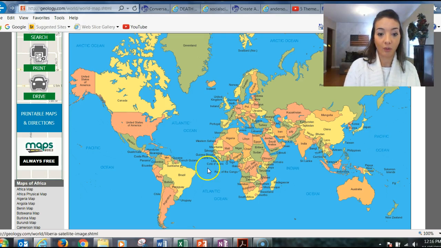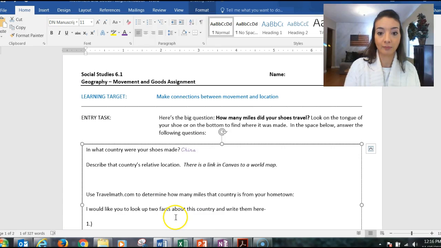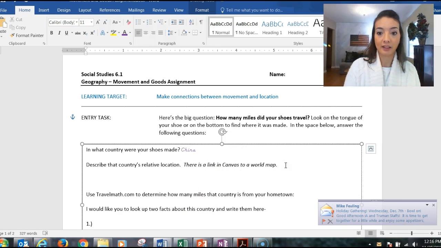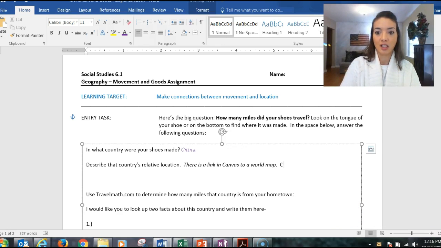All right, so we're going to go back to our assignment. There we go. And describe that country's relative location. China is located west of, okay, so that's where you would fill that in. Now, the next part of the entry task says, use travelmath.com to determine how many miles that country is from your hometown.